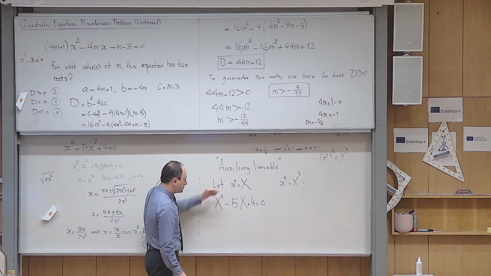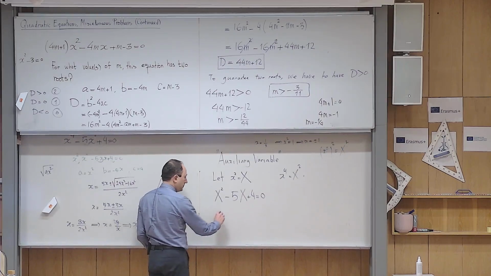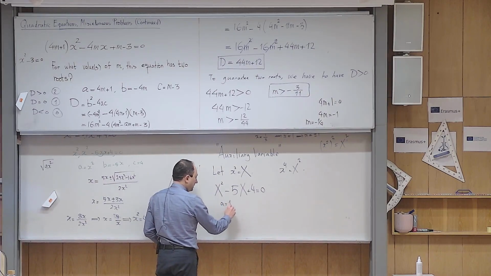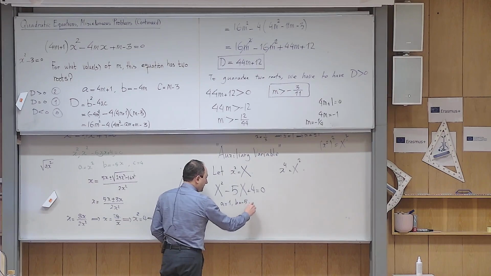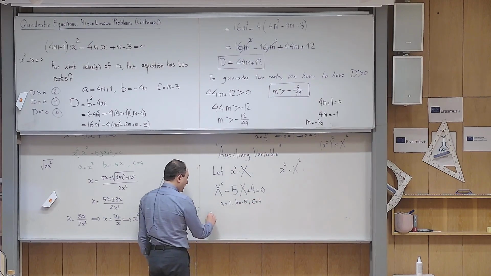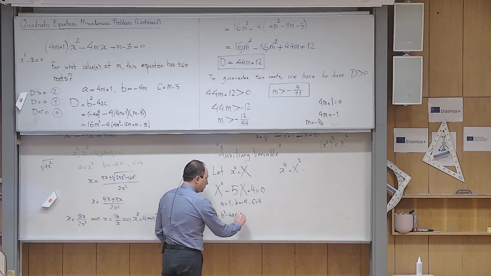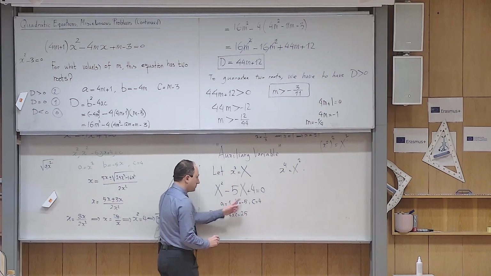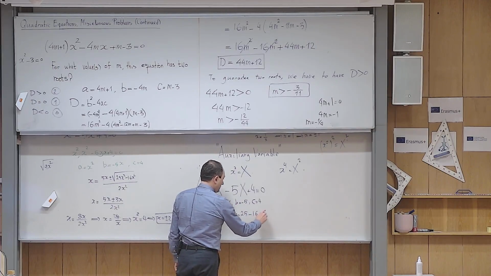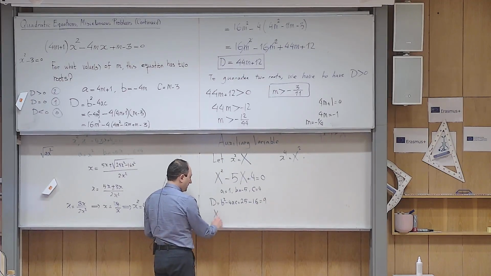Focus on solving this problem. It should be very fast for you now. Little a is 1, little b is minus 5, little c is 4. I write d. d is b squared minus 4ac. b squared is 25. Minus 4 times that is minus 16. It becomes 9.